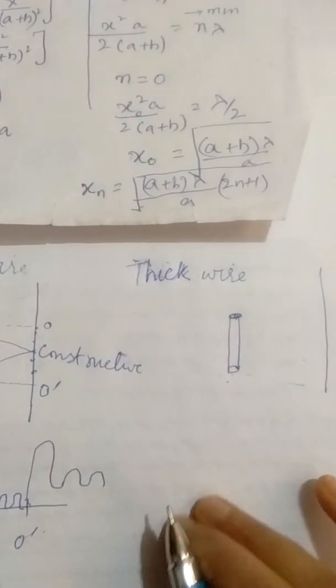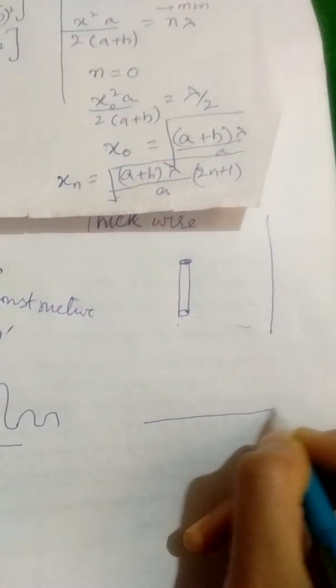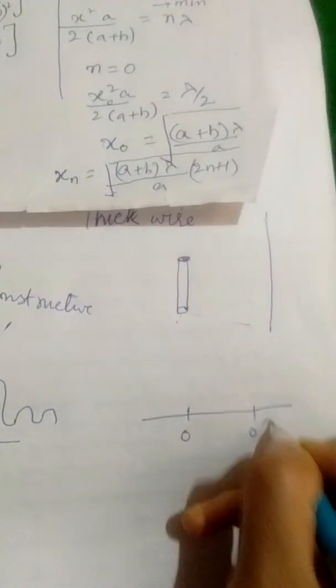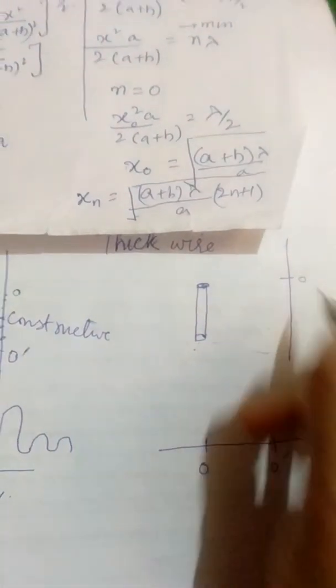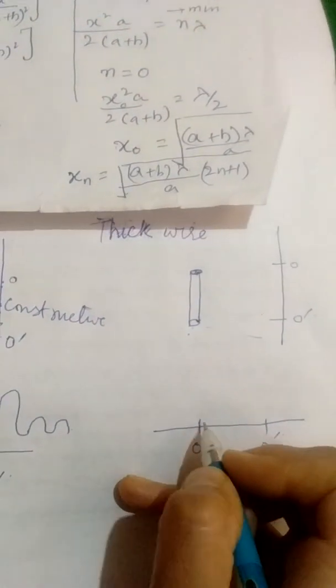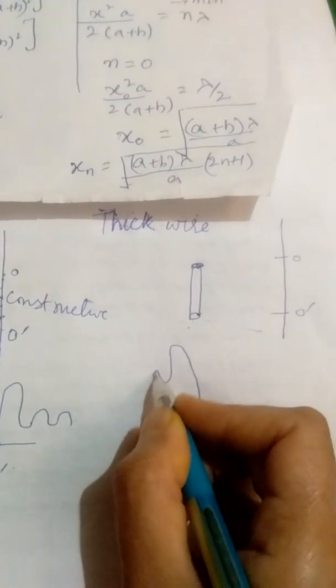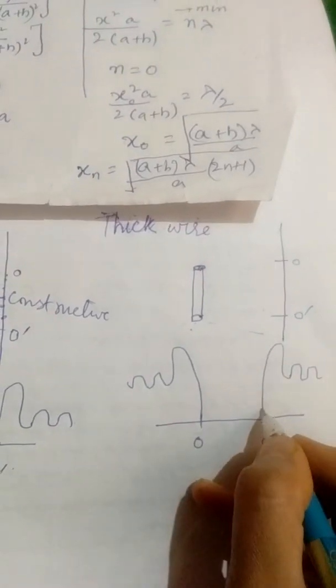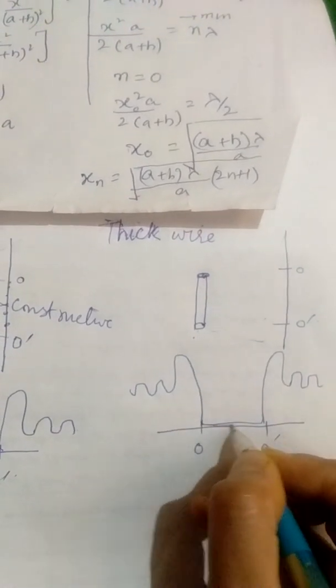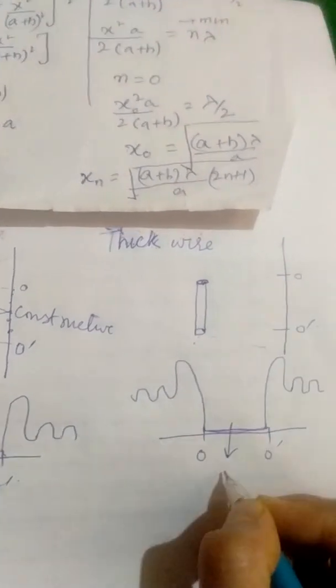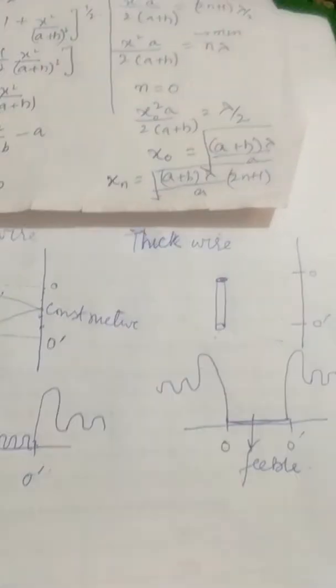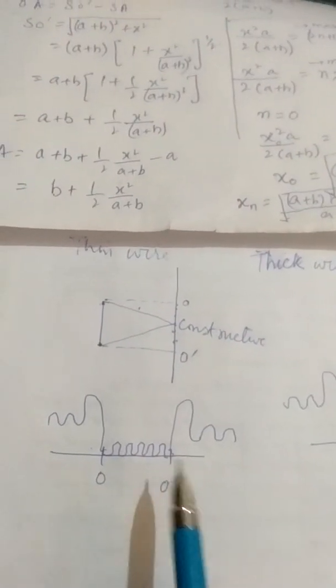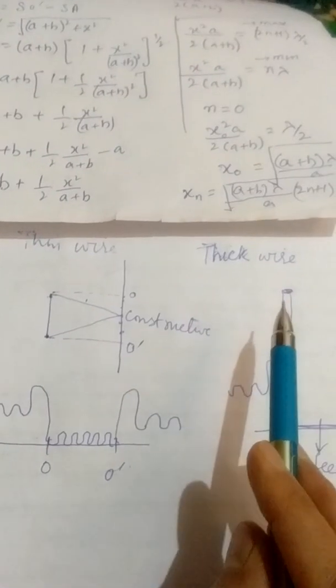So what will the graph look like? You have points O and O dash. Of course, they are the points in line with the two edges. What do you expect? On this side, you have a diffraction pattern like this. And on this side, you have a diffraction pattern like this. But in the center, you don't have anything. And even if you have, that will be very feeble. So this is how we can also explain the diffraction due to a thin wire and a thick wire, by extending the concept of diffraction due to a straight edge.